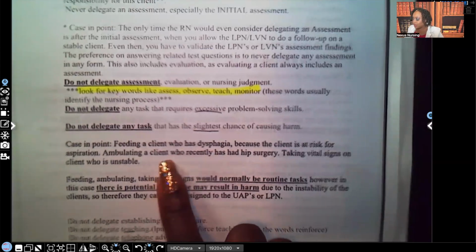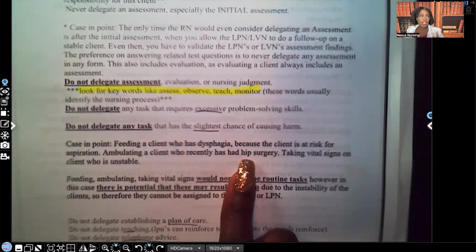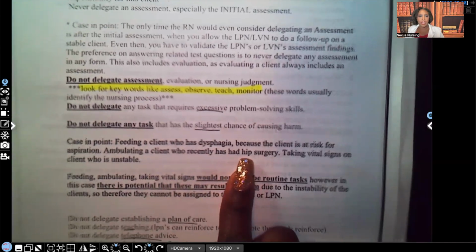Look at this, ambulating a client who recently had hip surgery. They just had hip surgery. You can't delegate that to an LPN. You can't delegate that to a CNA. You need to walk that patient the first time after that hip surgery. Why? Because while you're helping them ambulate, you're assessing them from head to toe, and you're realizing, whoa, I've got to call the healthcare provider. Let's get a physical therapy consult.